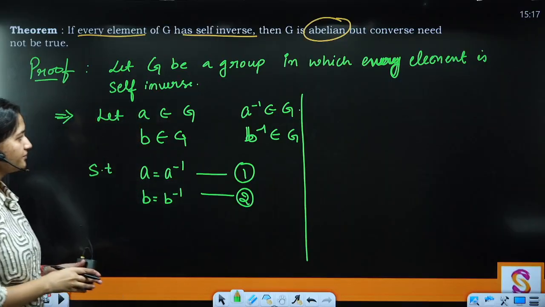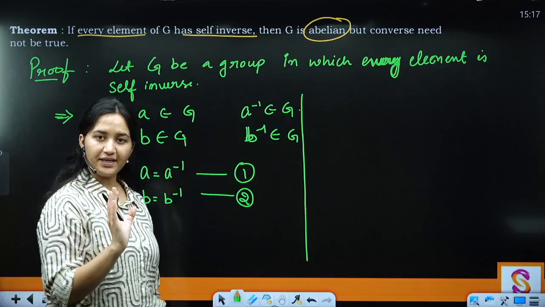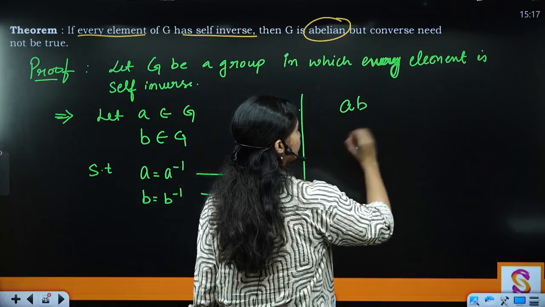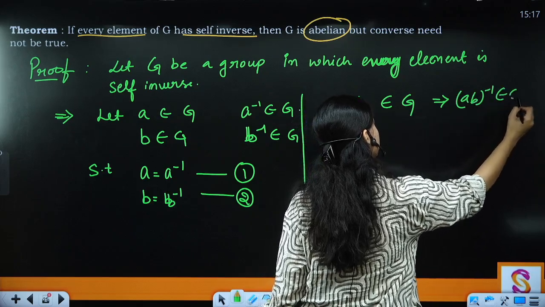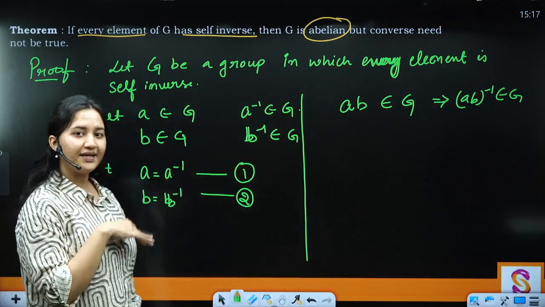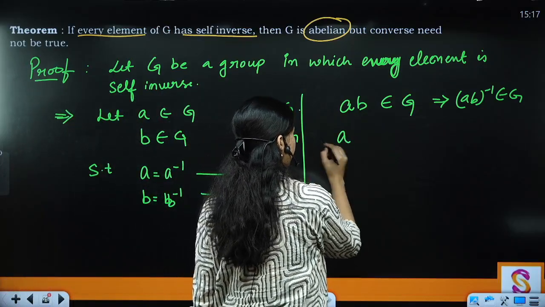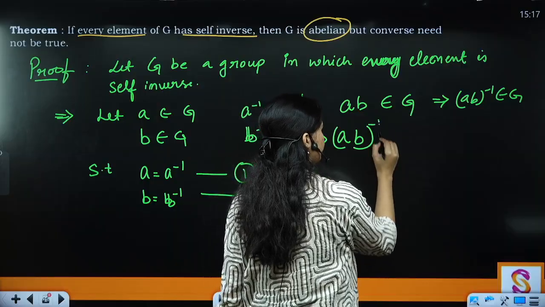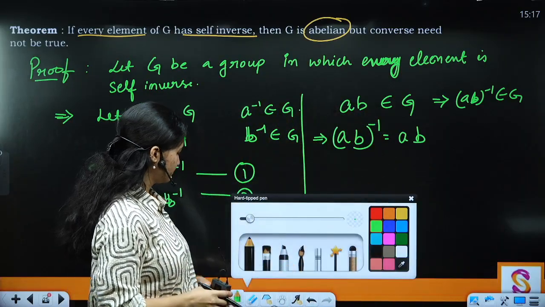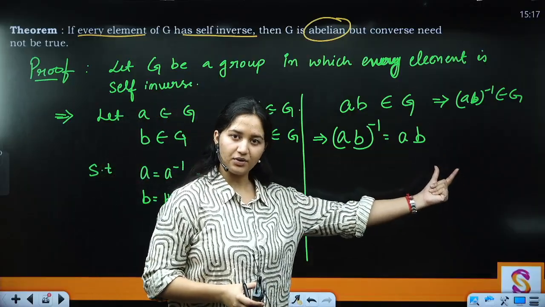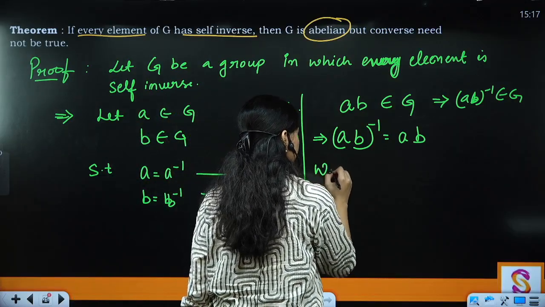Now, if A and B are elements of G, that means AB is also going to be an element of G, right? So this implies that (AB) inverse also belongs to G, right? But since we have taken a group in which every element is equal to its inverse, this implies that (AB) inverse is going to be equal to AB only. Any problem? (AB) inverse भी AB के बराबर होगा. Why? Because every element of G is self inverse.